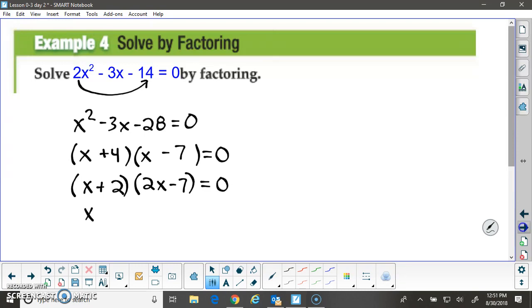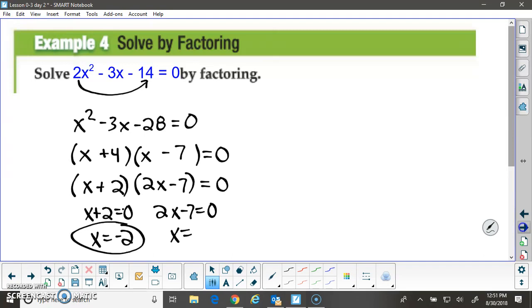And now setting each factor equal to 0 and continuing to solve, looks like we'd get -2. And we'd get +7/2 or 3.5. Those represent the two solutions for this quadratic function.